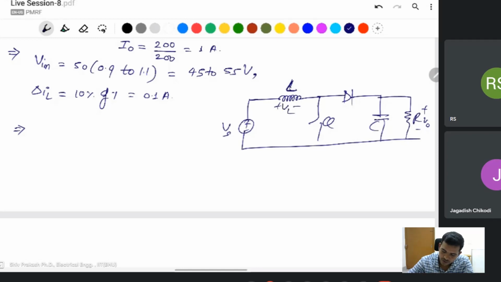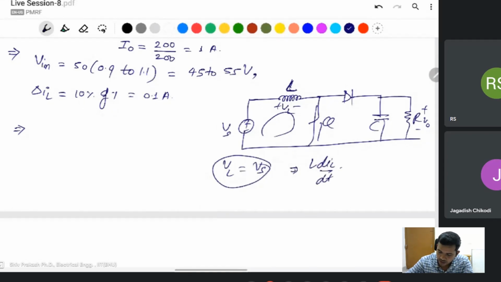When the switch is on, VL is the same as VS. Then VL is L dIL by dt. You can find delta IL here. Delta IL maximum is VS into dt divided by L.